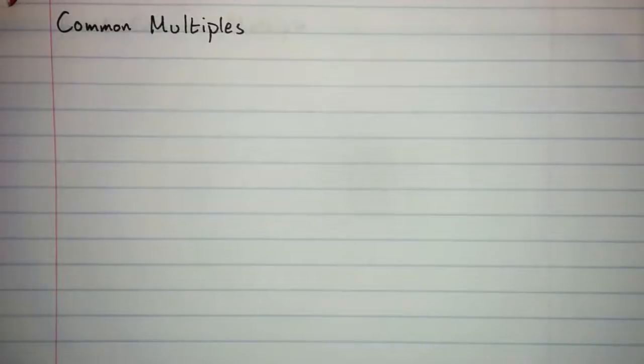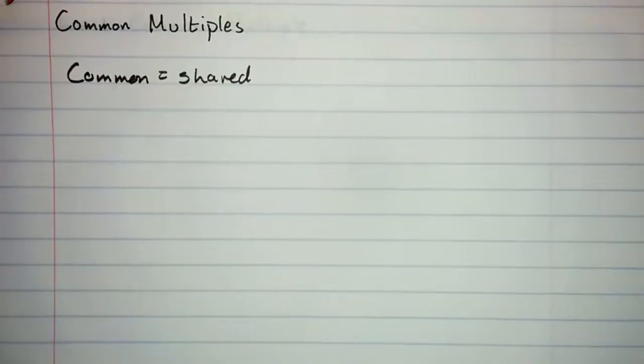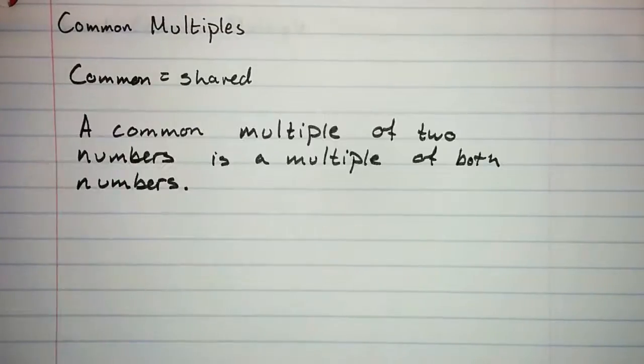Sometimes we are interested in finding a common multiple of two numbers. Just like a common factor, a common multiple is just what the name says. Remember, common means shared, like you have things in common with your friends. So, a common multiple of two numbers is just anything that's a multiple of both numbers.